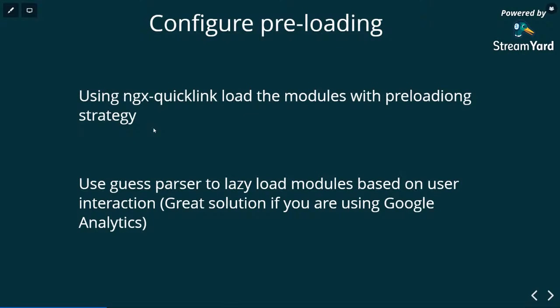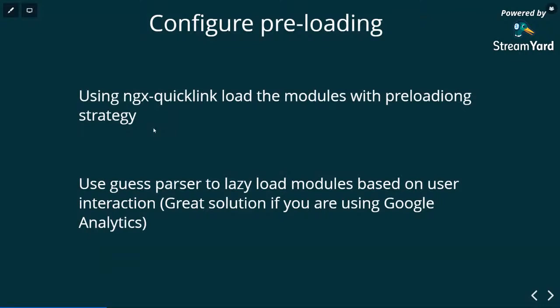Another way which we have is much better than NGX Quick Link, but there is one thing: it requires Google Analytics. There is something known as guess-parser which is available. What guess-parser does is really different. In Quick Link, we wait until a user is idle and has sufficient bandwidth. But guess-parser relies on the data collected by Google Analytics.